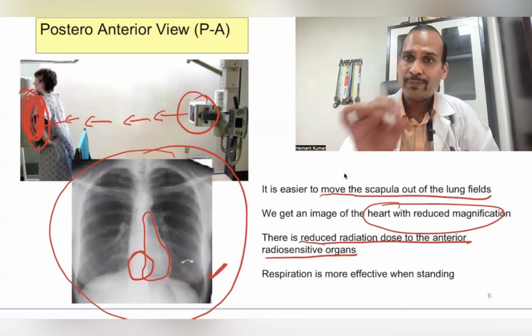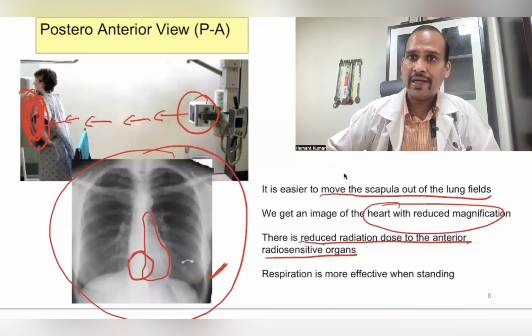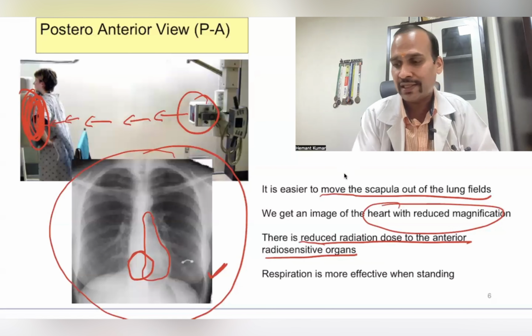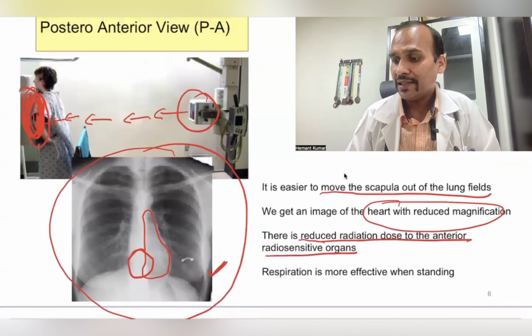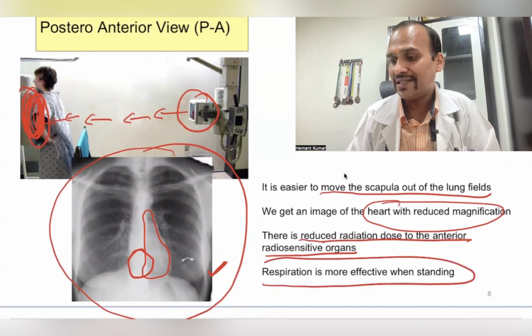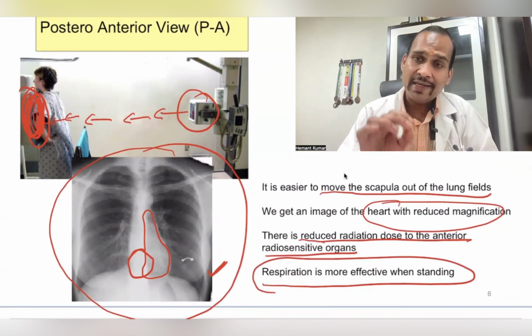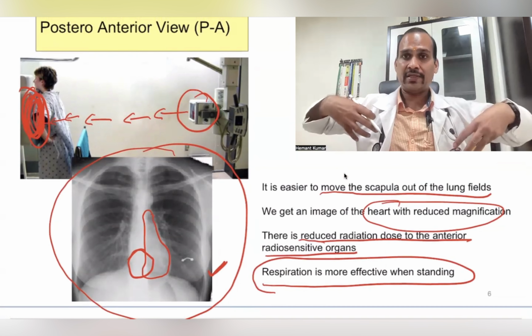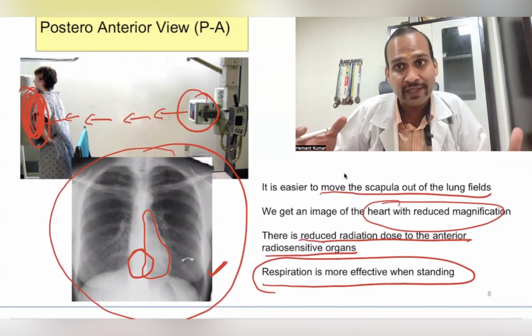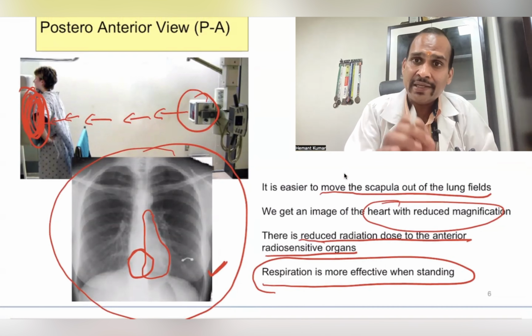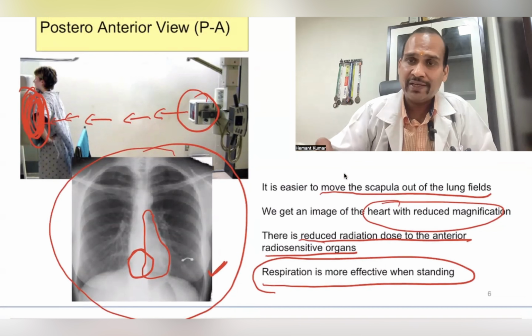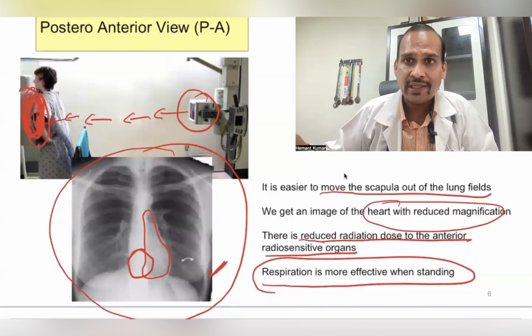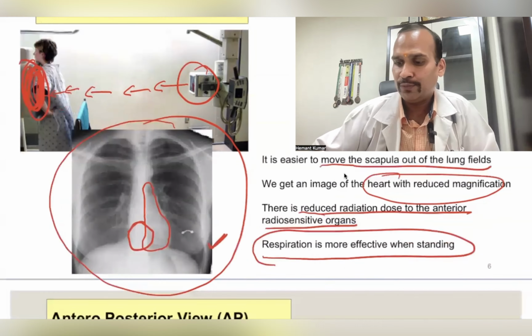So this is the benefit of PA view, that our heart and aorta, anterior structures, are getting less radiation exposure as compared to the posterior side. Another is that respiration is more effective when standing. The ideal X-ray is taken in the deep inspiratory phase. Ask the patient to take a deep inspiration and hold it in the inspiratory phase. So when the patient is standing, only then can he do the inspiratory phase. If the patient is lying down, he cannot hold the inspiratory phase for a long time. So this is the benefit of PA view.